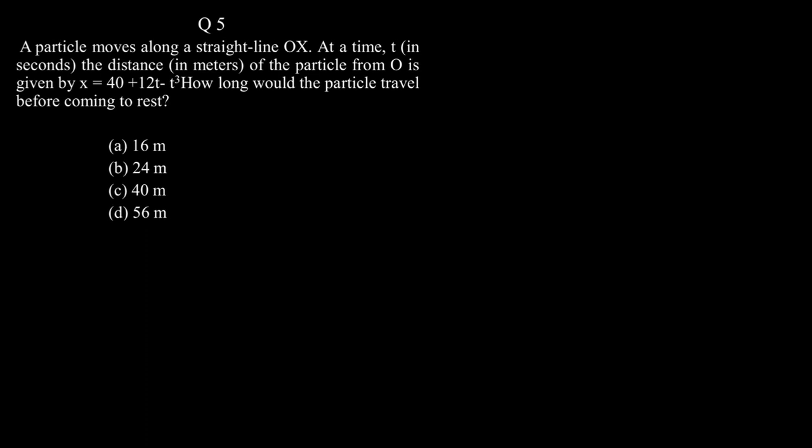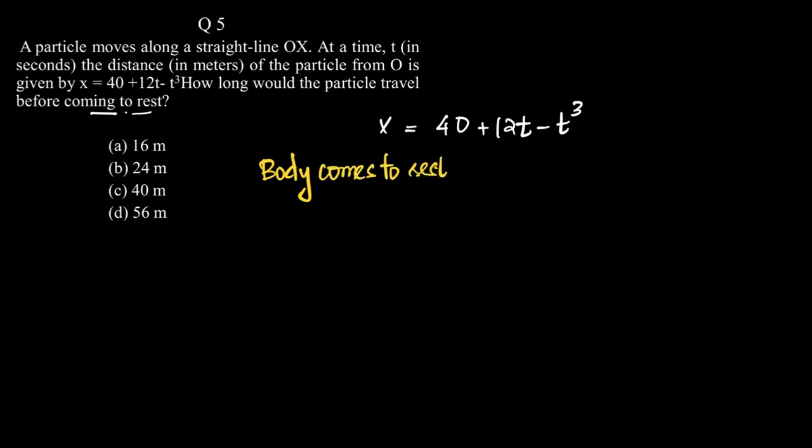Okay, so what is given? Given that x is equal to 40 plus 12t minus t cube. We have been asked to find out how long the particle would travel before coming to rest. So it goes like this. When the body comes to rest, what can we say? We can say that the velocity would be equal to 0, right?